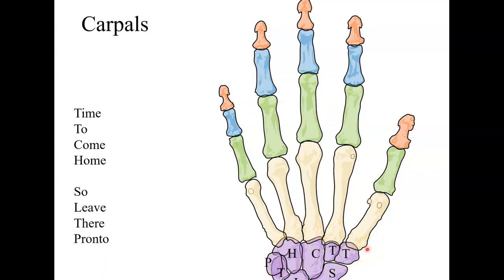Now, what does the mnemonic tell you? It tells you the first letter of each of the different carpals. So time, trapezium, to, trapezoid, come, capitate, home, hamate, so, scaphoid, L, lunate, or leave, lunate, there, triquetrum, and P, or pronto, is pisiform.